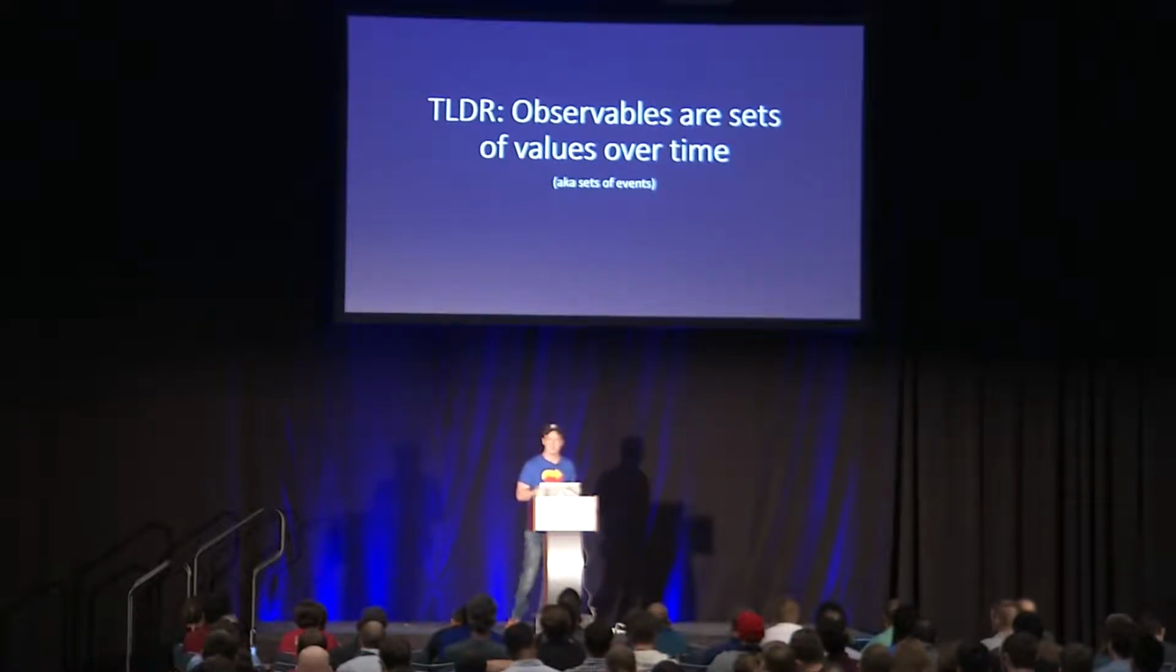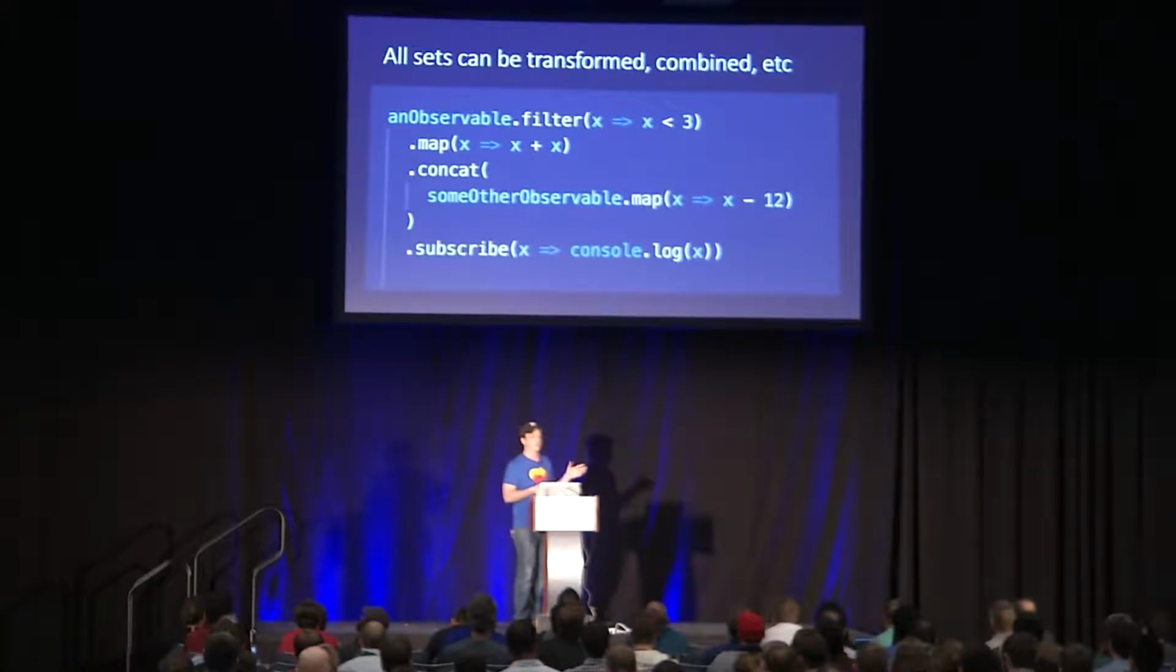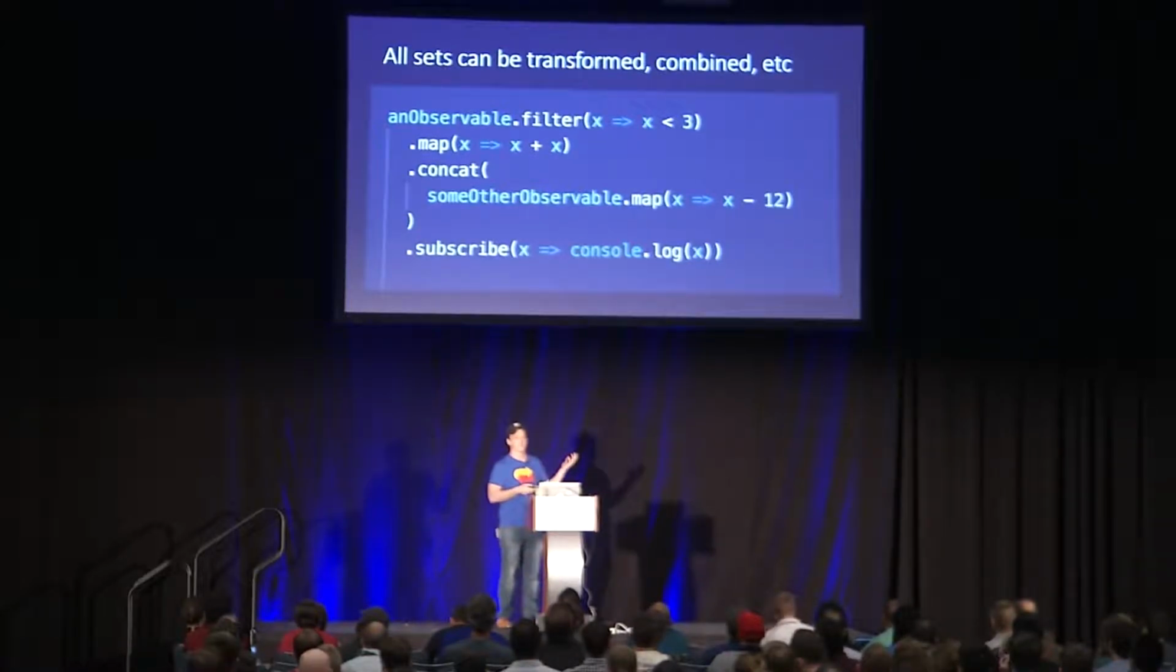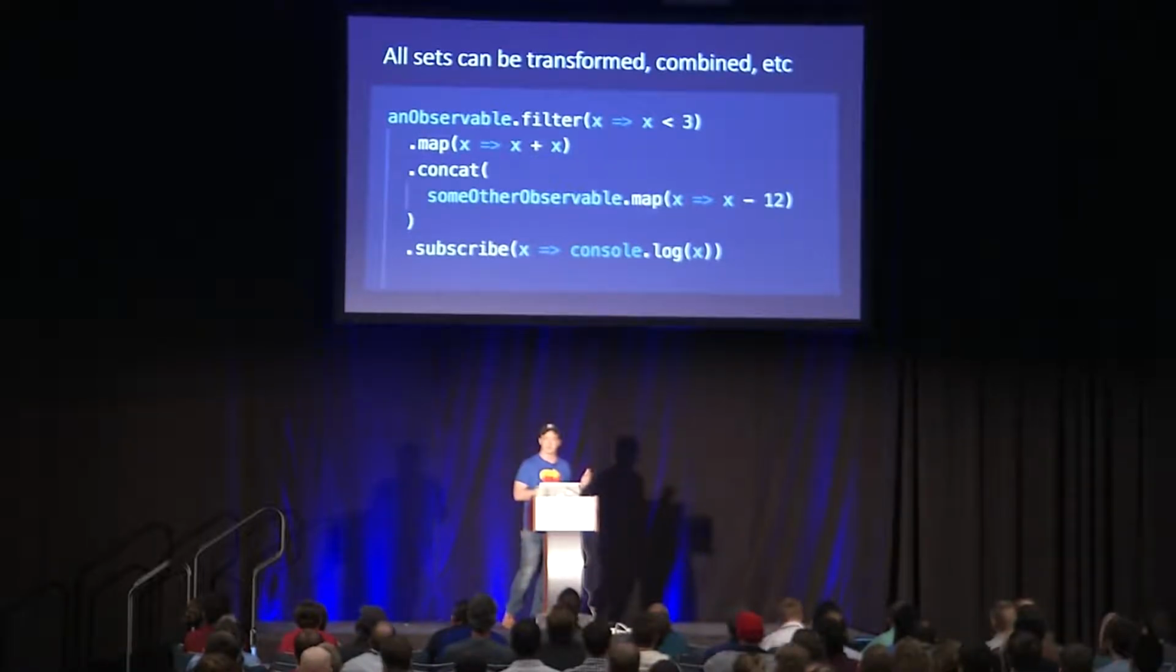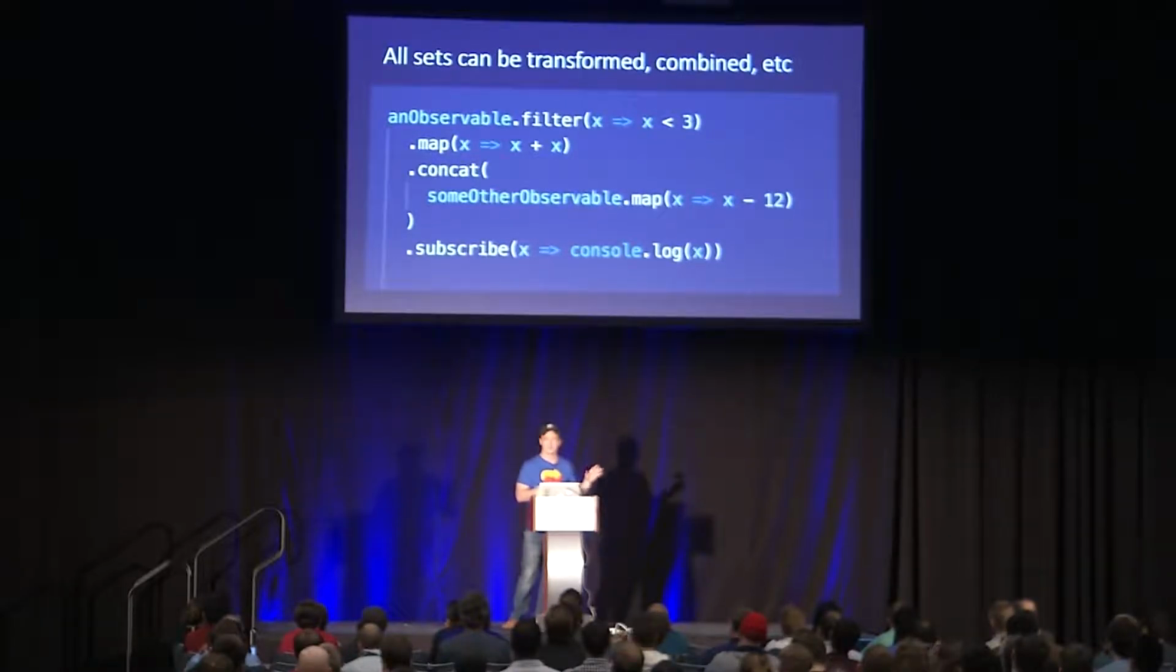And because they're sets, they can be transformed. So all sets can be transformed. So here I've got an observable, and I'm using these operators, filter, map, concat, map again, combining different observables together, mapping and filtering. You don't really need to know exactly what this does, but you can kind of look at it and maybe guess. These are pretty simple things.